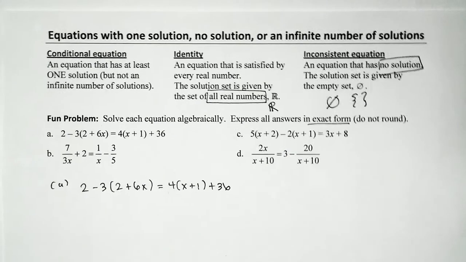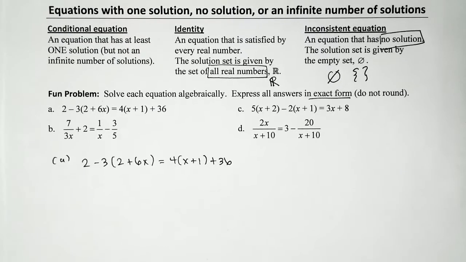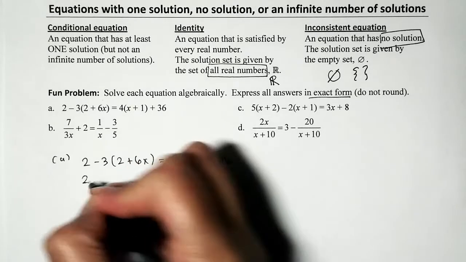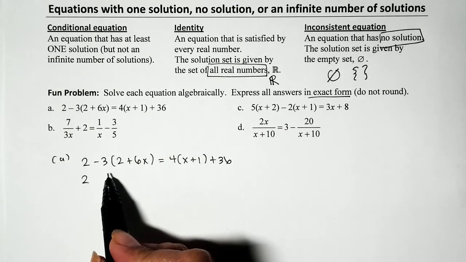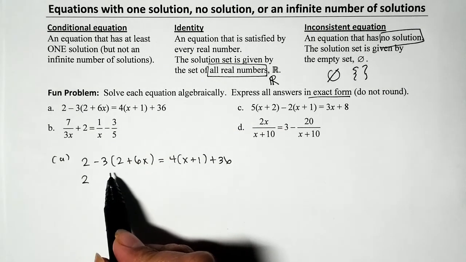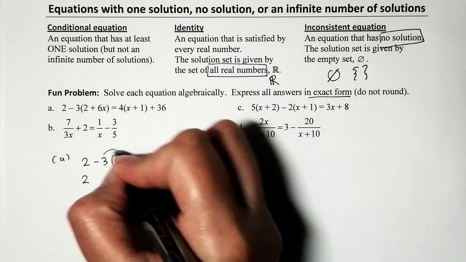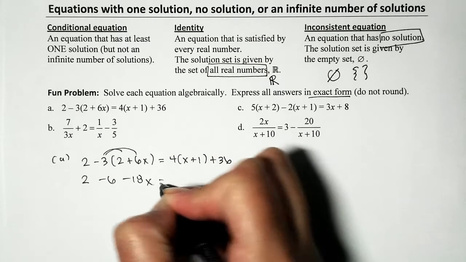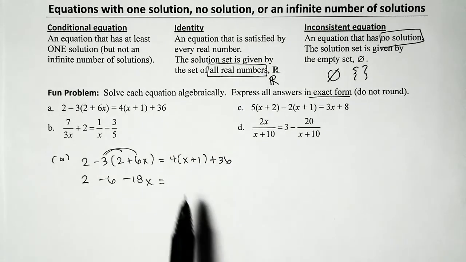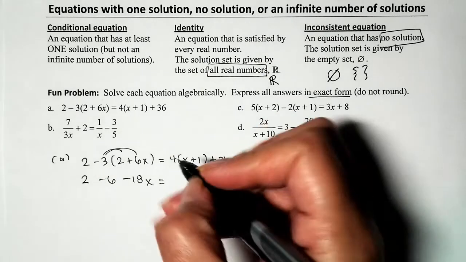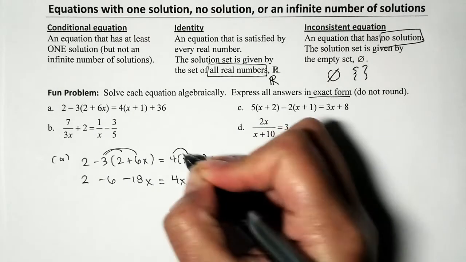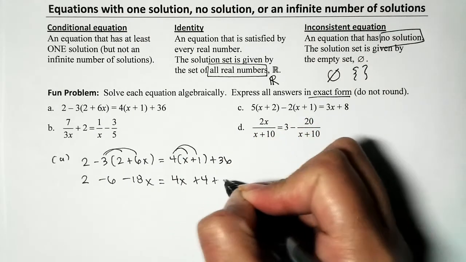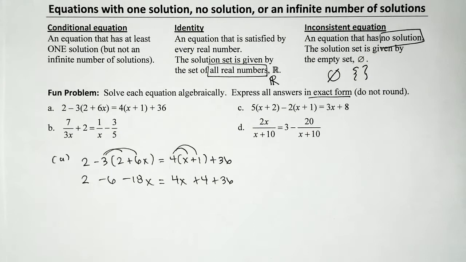Fantastic. So let's go ahead, take our time and clear those grouping symbols. So that will give us 2. We'll distribute the 3. If we attach the subtraction sign to it, we'll say distribute negative 3. So that will give us negative 6 minus 18x is equal to, let's clear the grouping symbols on the right. Product of 4 and x is 4x, and product of 4 and 1 is 4. And we're pretty good. Okay, so grouping symbols are gone.